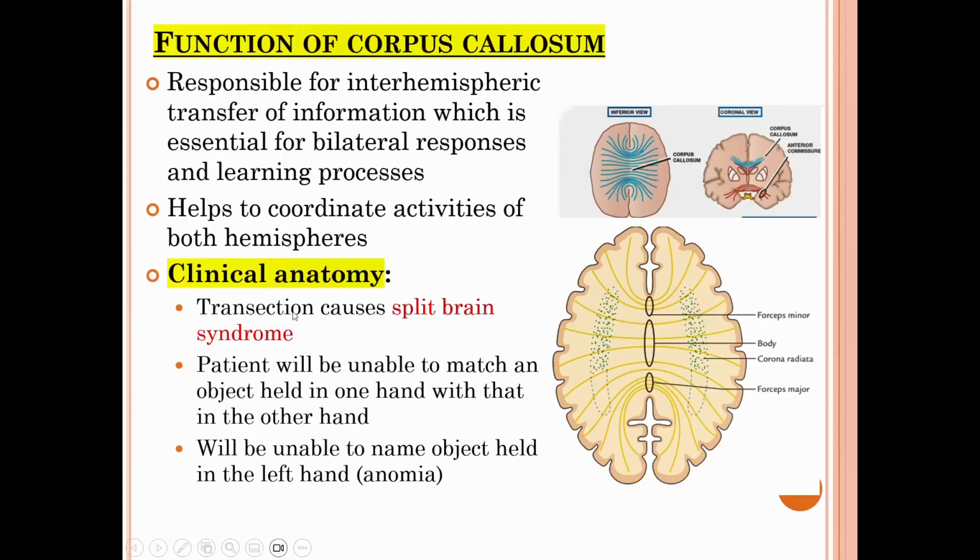What is the applied anatomy? The transection of the corpus callosum causes split brain syndrome. Patient will be unable to match an object held in one hand with that in the other hand. He will not be able to name an object held in the left hand. That condition is known as anomia.